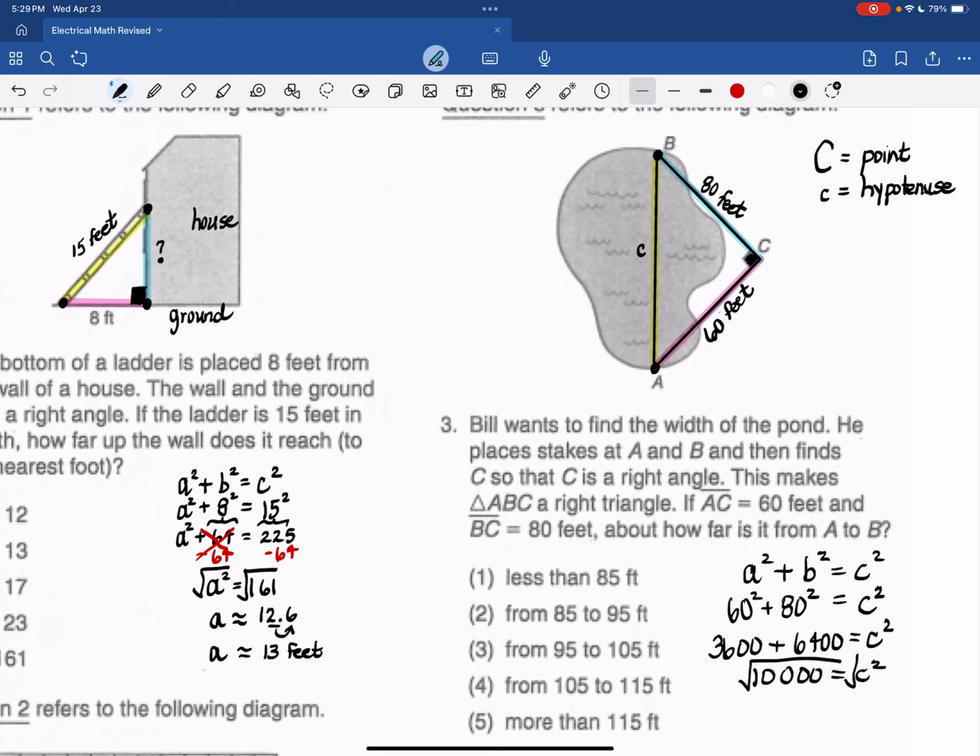Take the square root of that, and you get 100. That's C, sorry. So that distance is approximately 100 feet, and that falls in the range of number 3, somewhere between 95 and 105.